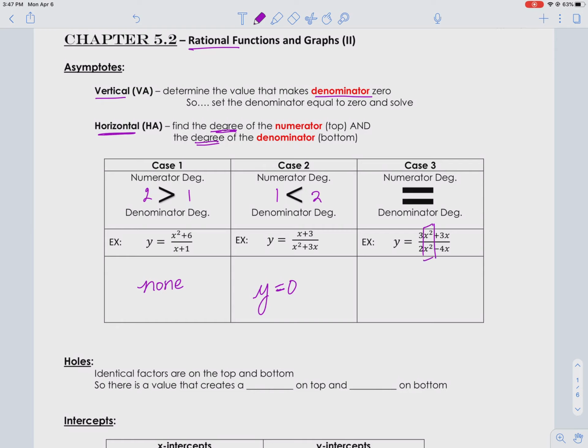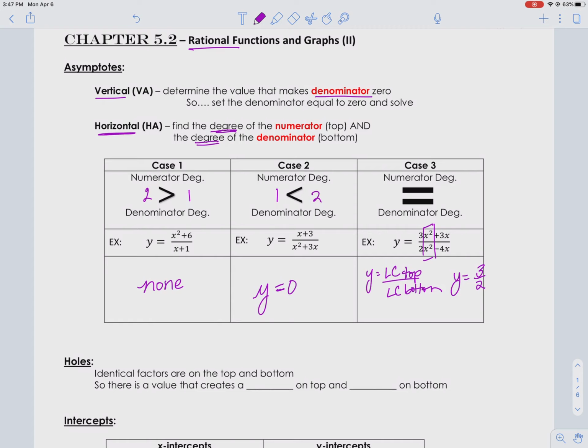Okay? And then the third case is when they are equal. See how those are equal, x squared and x squared? When they're equal, it's sort of cool. It's going to be the leading coefficient of the top divided by the leading coefficient of the bottom. So in this case, it's going to be y equals 3/2, or a horizontal line at about, what is that, 1.5?